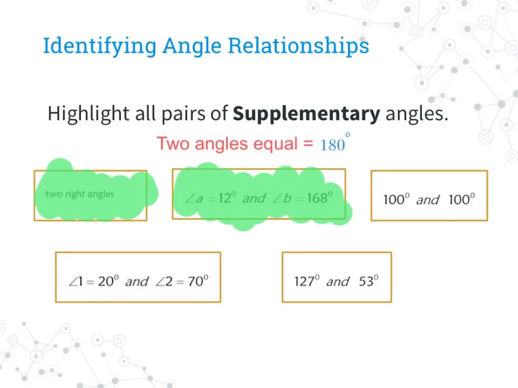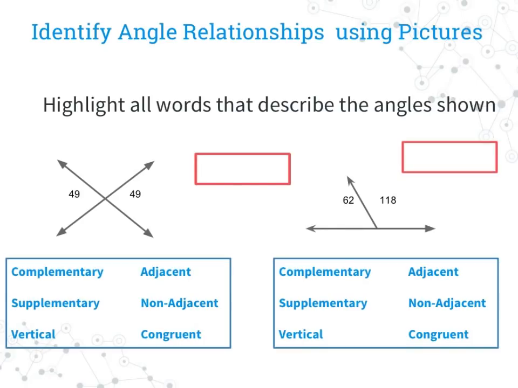100 plus 100 gives me 200, so that is not supplementary. 20 plus 70 gives me 90, so that is not supplementary. That would be complementary. They add up to 90, but that's not what I'm looking for. And if I get 127 and 53, they add up to 180, so they are supplementary. So I'll highlight them as well. So now I know which ones are supplementary. Let's take a look at the next one.